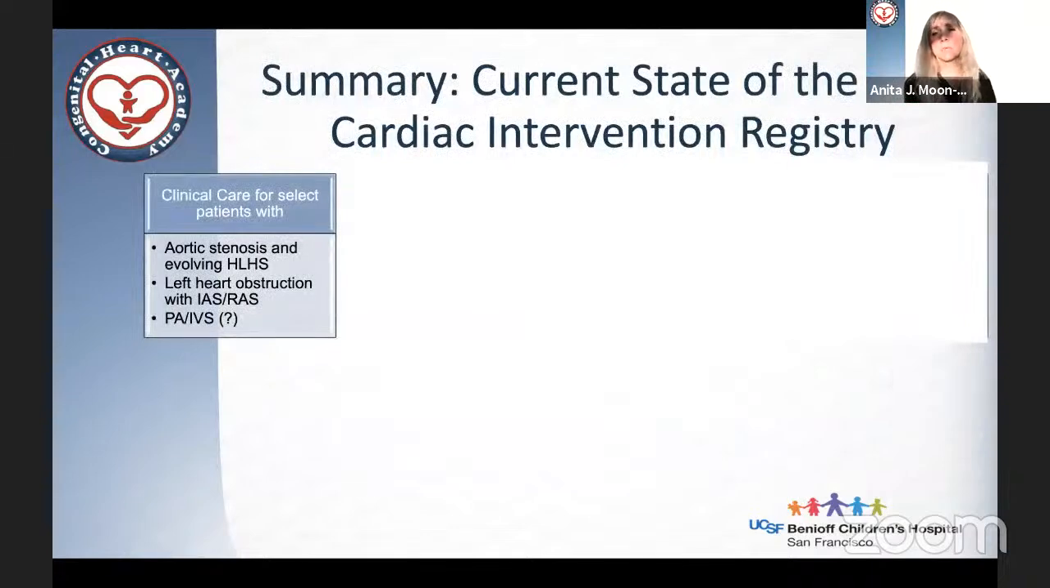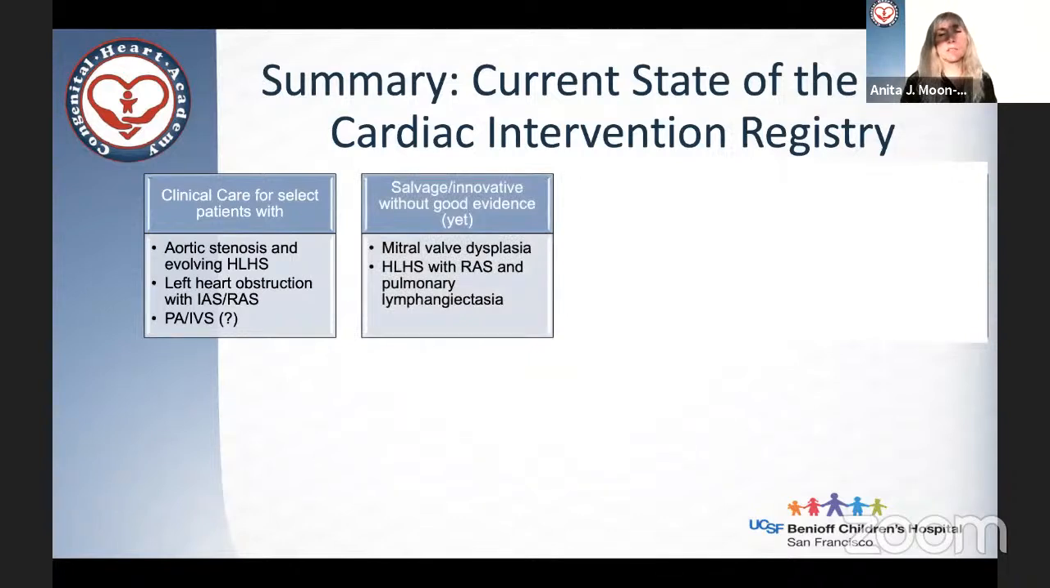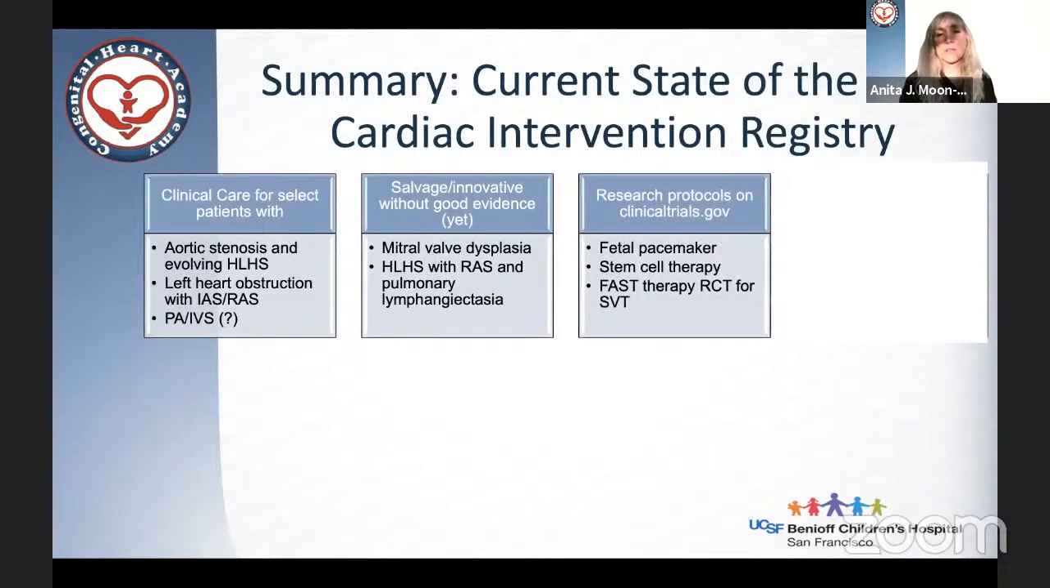And so to summarize the current state of this cardiac intervention registry, which has been now over 10 years, and as I said, 800 patients and almost as many investigators. The procedures, fetal procedures, are probably now clinical care for select patients with aortic stenosis, evolving hypoplastic left heart syndrome, and restrictive atrial septum. Not so clear that there's a benefit for PA-IVS. There is evidence of salvage without great evidence for other diseases like mitral valve dysplasia sequence and HLHS with restrictive septum and pulmonary lymphangiectasia. There are research protocols coming up of fetal pacemakers and also other non-interventional medical interventions.